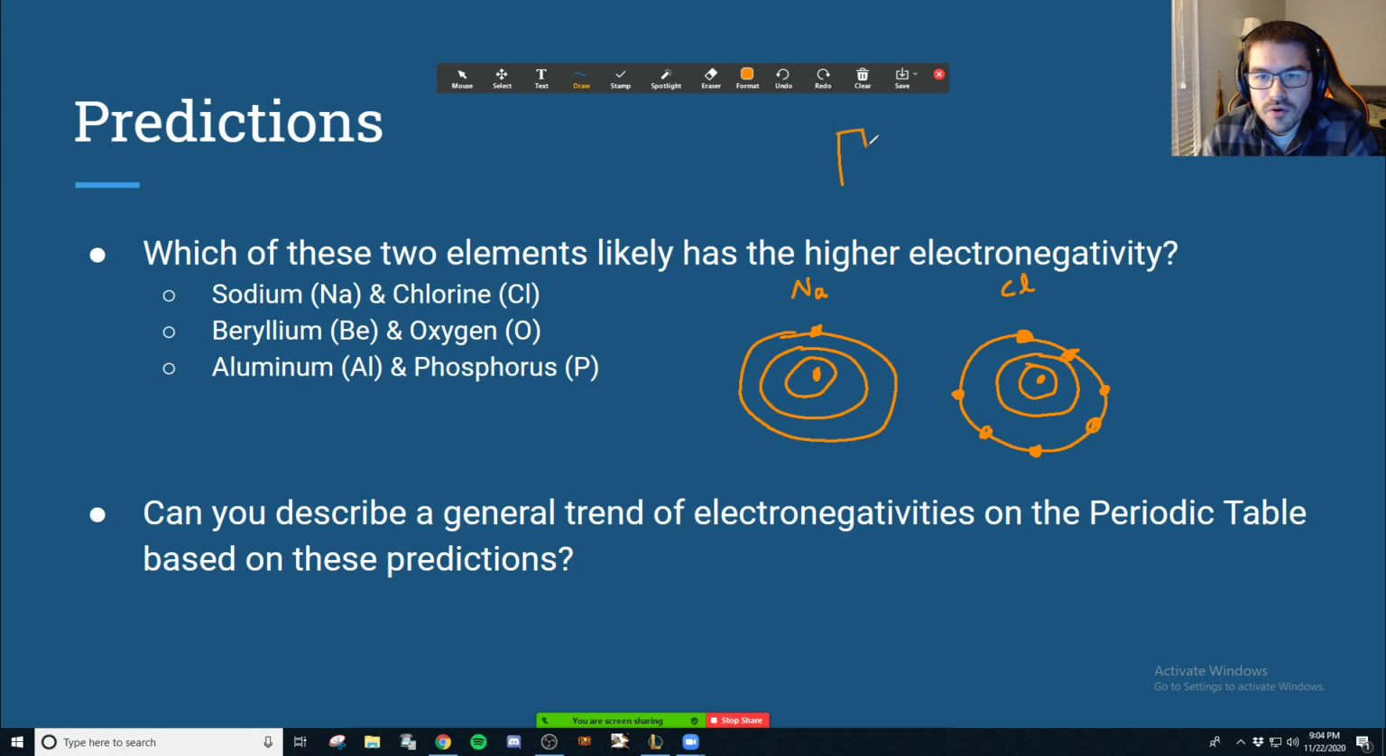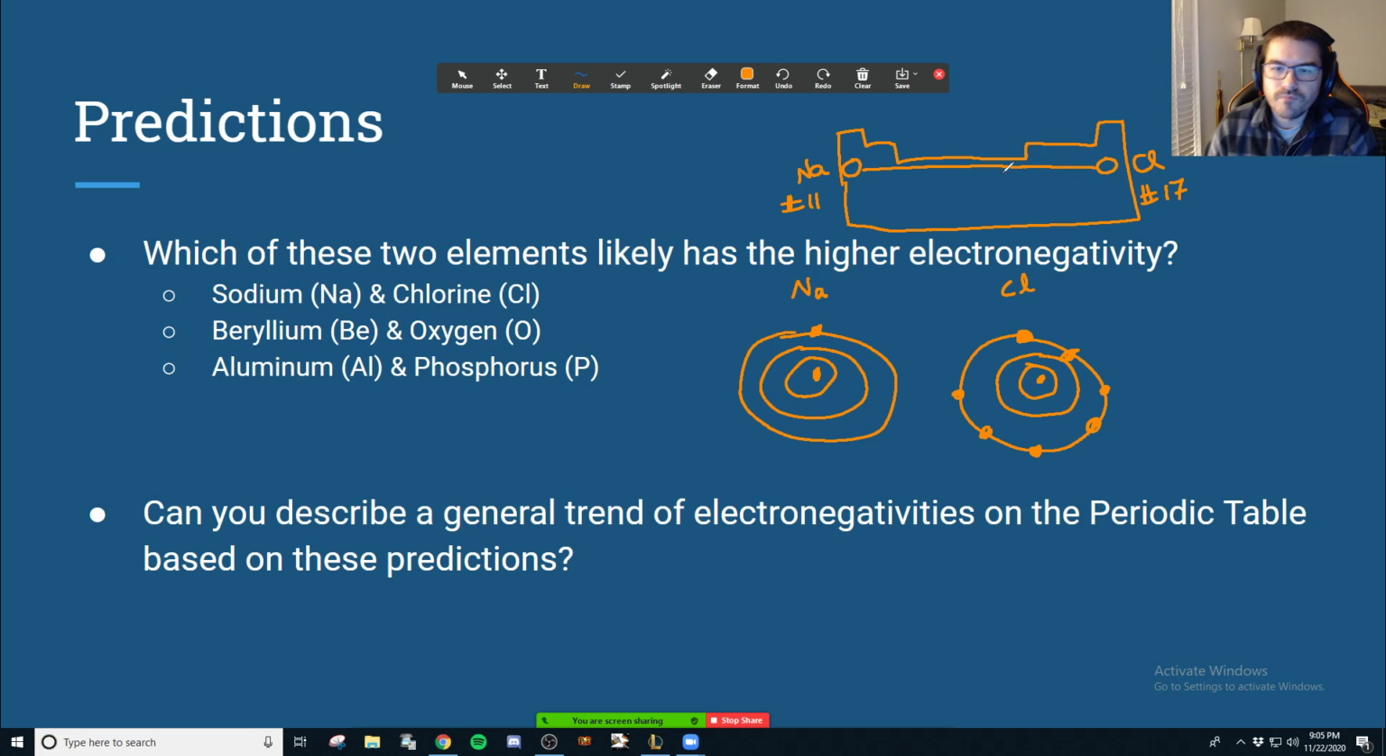If you look at the periodic table, do a quick sketch of a periodic table here. Here's sodium, and here's chlorine. They're in the same row on the periodic table, row number 3. Sodium is over here on the left-hand side. Chlorine's over here almost on the right-hand side. Sodium is number 11, and chlorine is number 17. Sorry, I've drawn this a little bit poorly. They're in the third row. It doesn't matter. Anyways, sodium's on the left side, chlorine's on the right side.